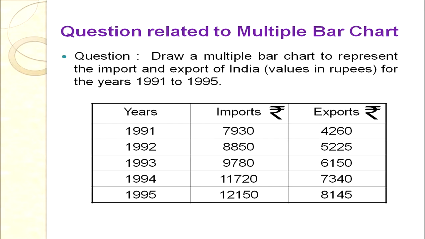So we are going to plot import and export for the one year, that is 1991. Then we are going to draw import and export bar diagrams with respect to 1992. Now what should I do? How should I start? Because I have just learned the single bar diagram. In case of single bar diagram, for a particular year we only draw one bar, whereas in case of multiple bar diagram we draw two bars without distance between them for a particular year. Let's see how we have done it.